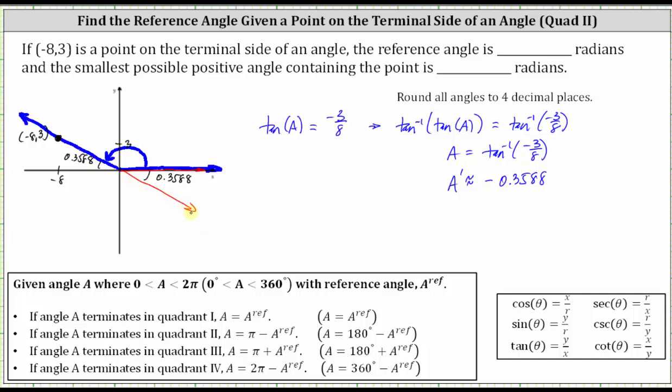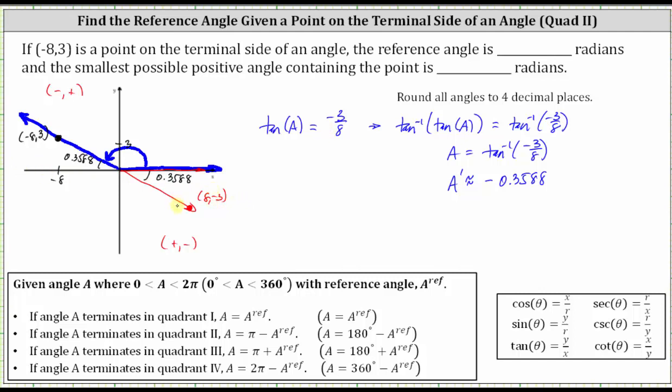Now you might be asking, how can this angle in the fourth quadrant have the same tangent function value of the angle in the second quadrant? Remember, in the second quadrant, x is negative and y is positive, and in the fourth quadrant, x is positive and y is negative. So the angle that terminates in the fourth quadrant must pass through this point here, where the x-coordinate would be positive 8 and the y-coordinate would be negative 3. Notice how y divided by x is still equal to negative 3/8.